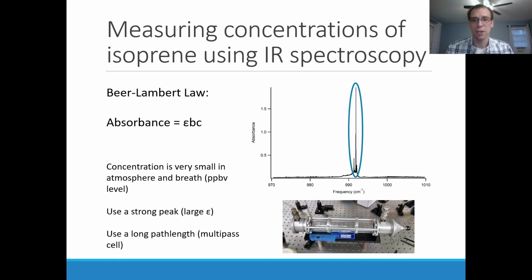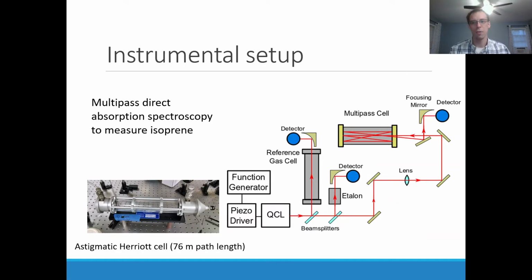So how do we do these measurements? This is our instrumental setup. We use direct absorption spectroscopy to measure isoprene, and you do it in a multi-pass cell. So we use a quantum cascade laser. This is a Daylight Solutions external cavity quantum cascade laser. It's driven by a piezo driver and function generator driving that to modulate the frequency of the laser. Light from the QCL is sent through a reference gas cell that contains methanol for absolute frequency calibration. And then for relative frequency calibration, we use a germanium etalon.